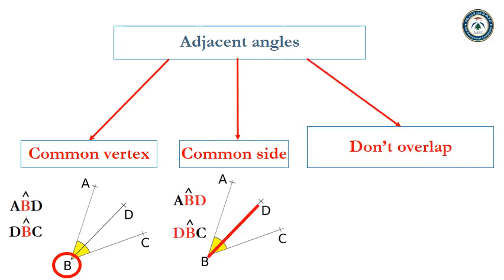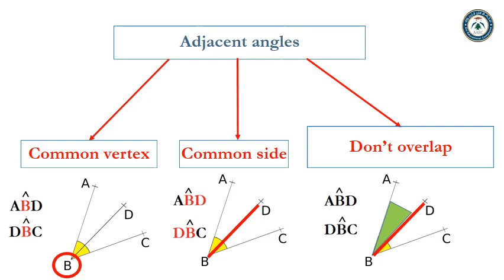The third property says that they don't overlap. Given these two angles again, ABD is the green angle and DBC is the blue angle. They don't overlap means they are located on either side of the common side, one to the left and one to the right of the common side.